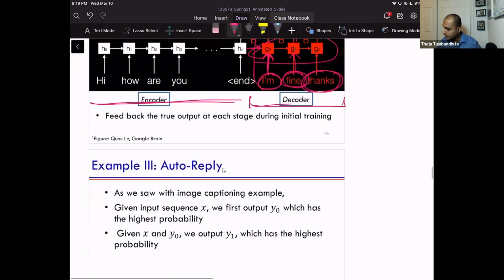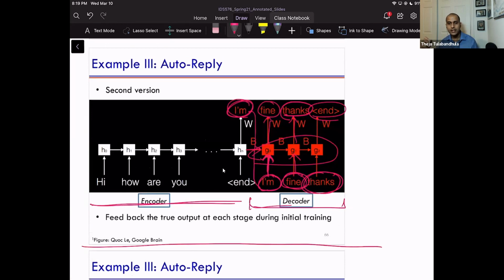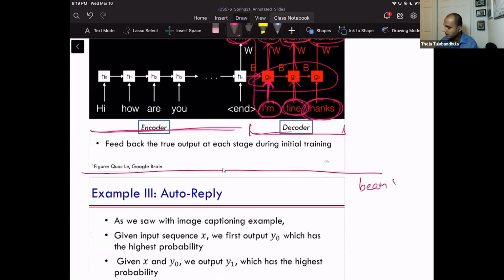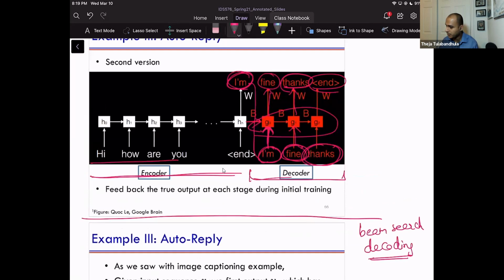At this point, there is one more concept that is not super critical, but I will discuss it next time, which is beam search decoding. Once you train this model, you had this training data. Hey, how are you? I'm fine, thanks. You have such pairs of sentences, and train the parameters of both the encoder and decoder. At test time, when I give an input sequence, I need to produce an output, right?